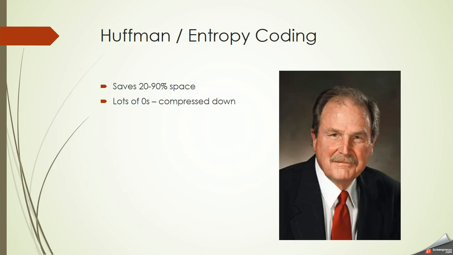The final stage is Huffman coding. This isn't involved in steganography, but what it does is it compresses down the zeros at the end. It's going to save lots of space, and it's going to make it take up less space.